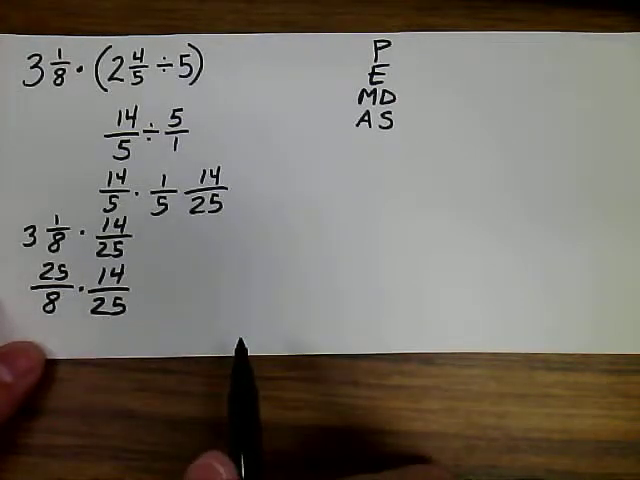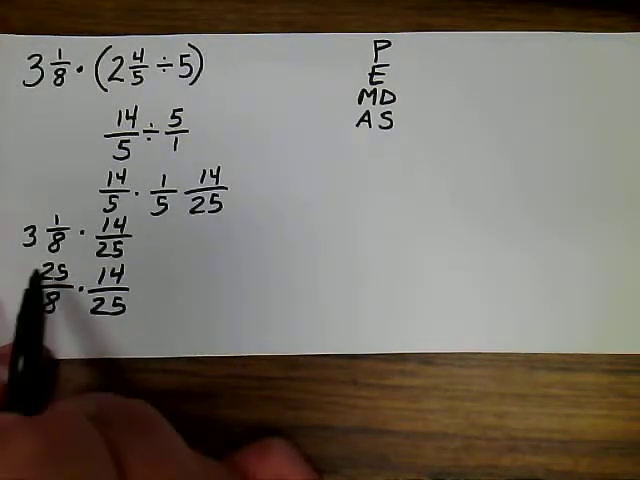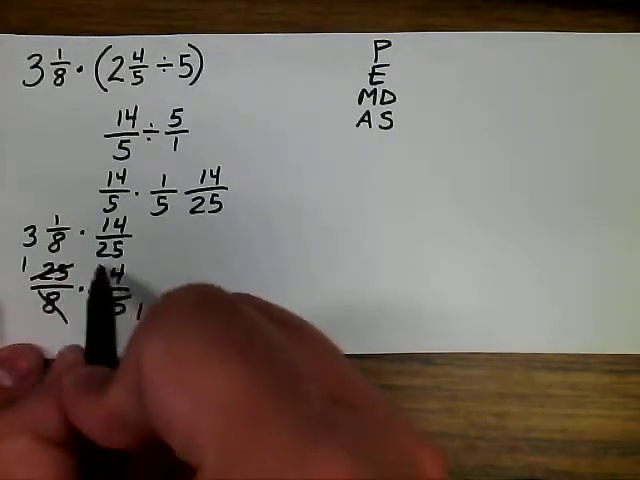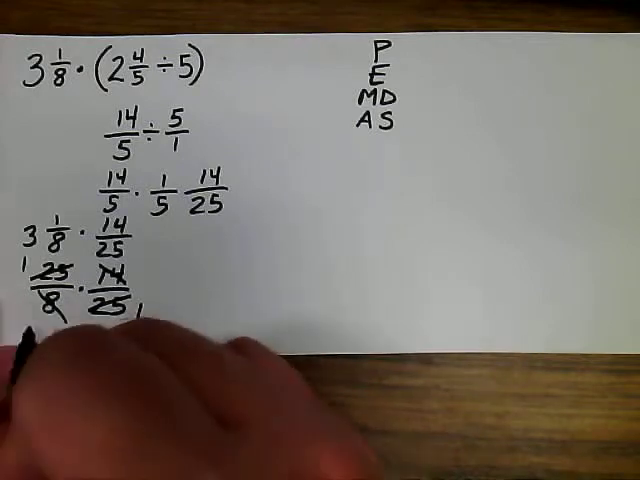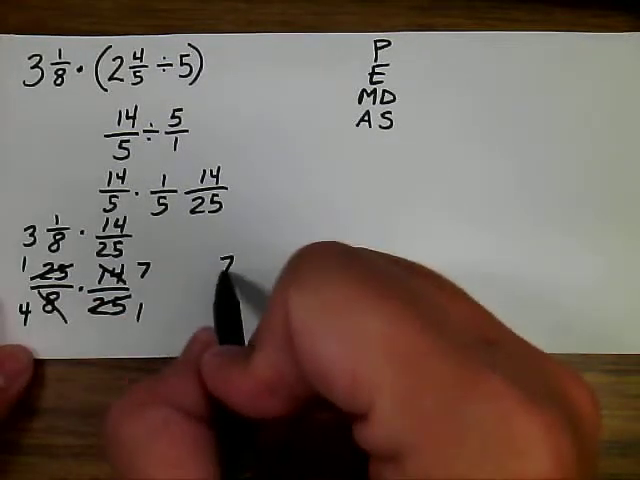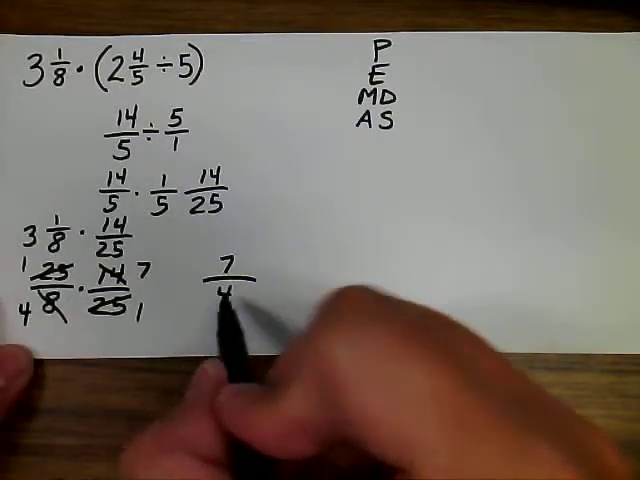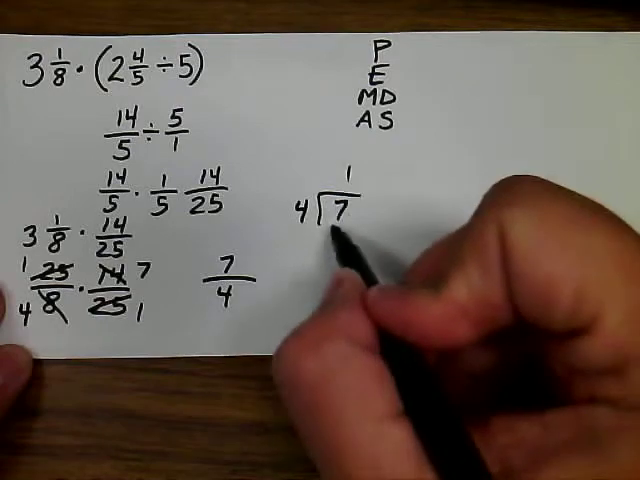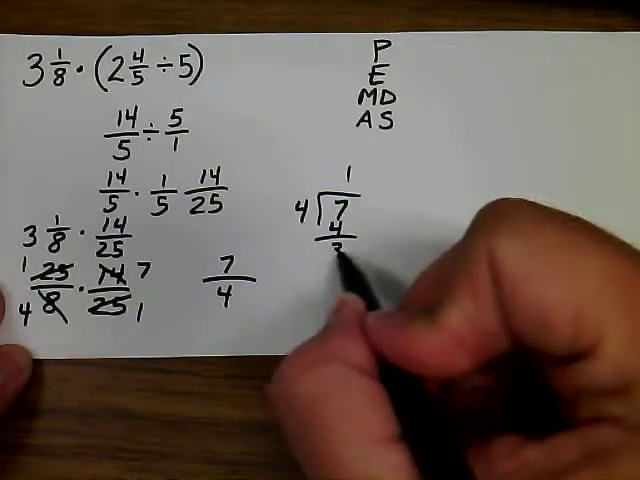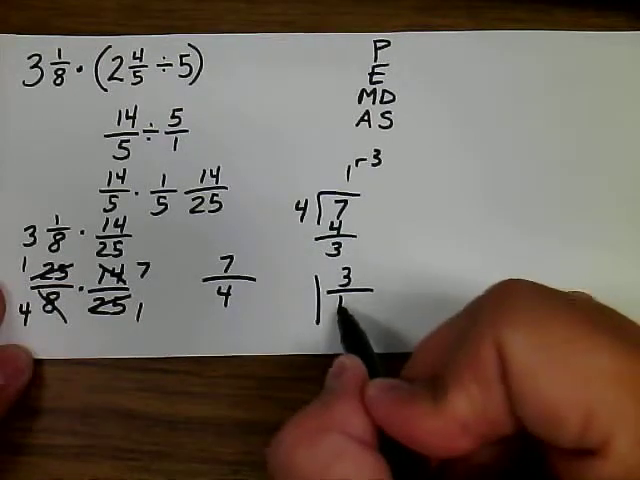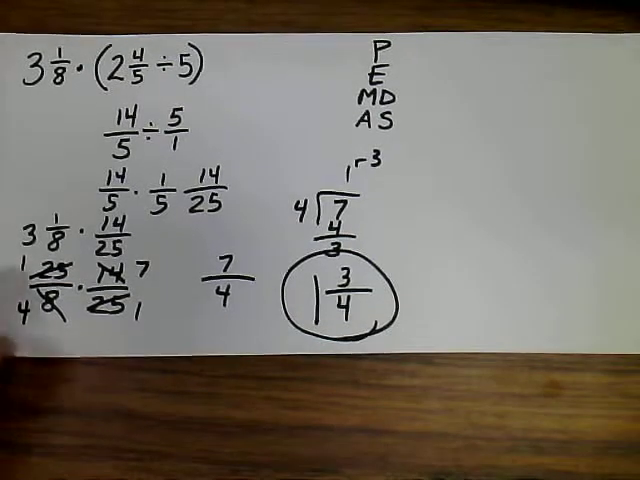So there's no need to reciprocal, which is ideal because we have 25s across from each other. They cancel out to 1s. The 8 and the 14 also cancel out. They have a factor of 2, changing the 8 to a 4 and the 14 to a 7. 1 times 7 is 7. 4 times 1 is 4. Our final answer, because 7 divided by 4 is 1 with a remainder of 3. Our answer is 1 with a numerator 3, and our denominator stays the same.